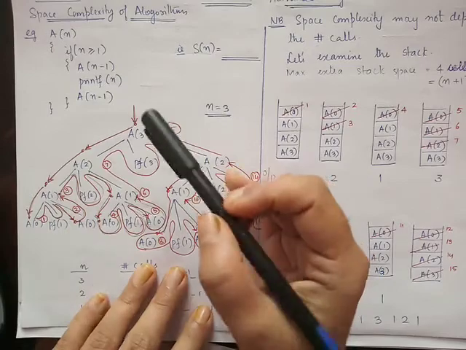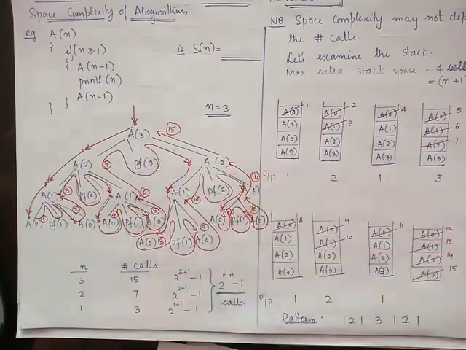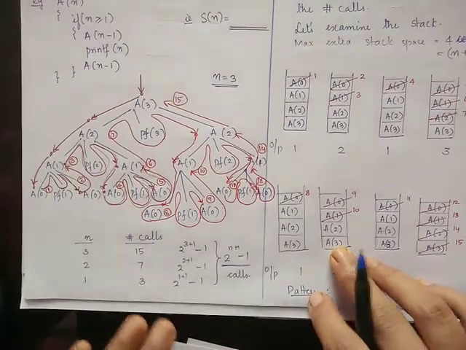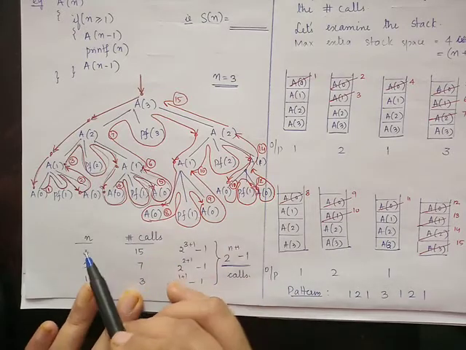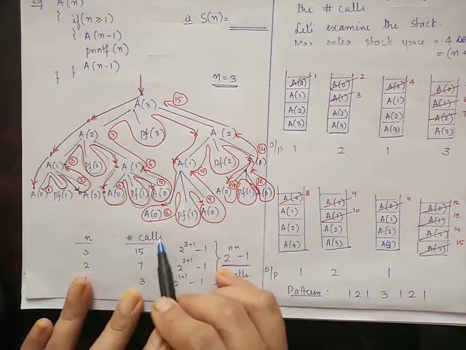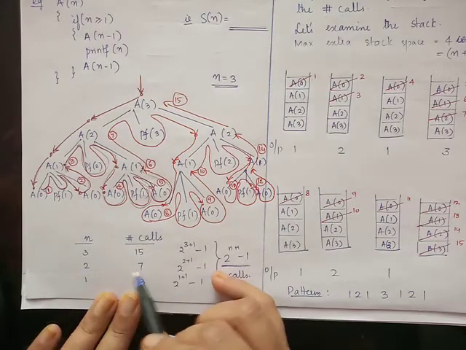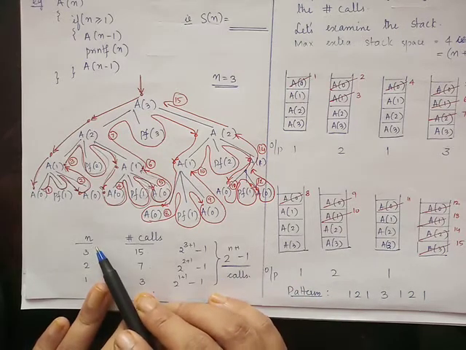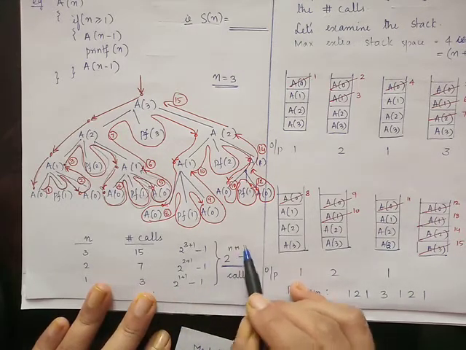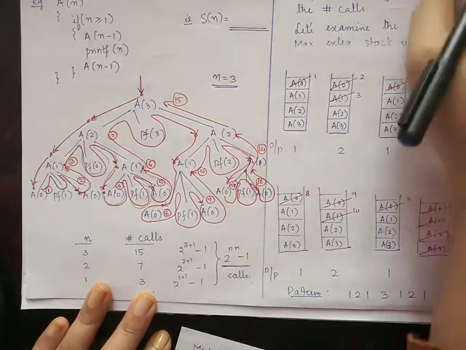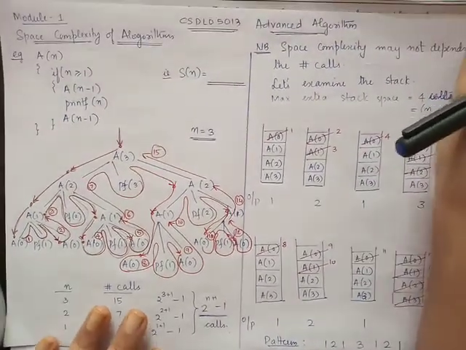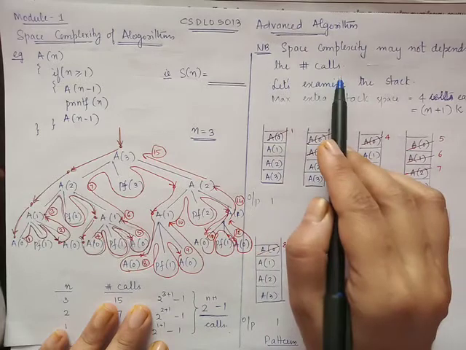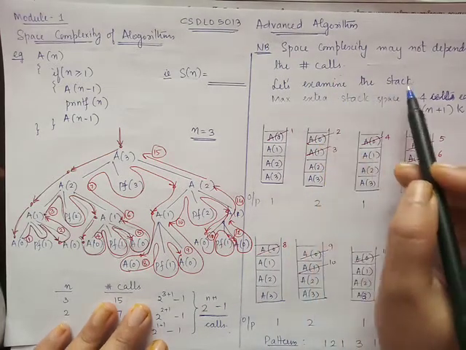Okay, so here our main objective is to compute the space complexity, right? From this it's very clear that when the value of n is equal to 3, the number of recursive calls is equal to 15. When it is equal to 2, the number of recursive calls is equal to 7, so on and so forth. We can write when the value of n is equal to n, the number of recursive calls is equal to 2 raised to n plus 1 minus 1. Compared to the previous one, you can note that the space complexity may not depend upon the number of calls. For that we will have to closely examine the stack.